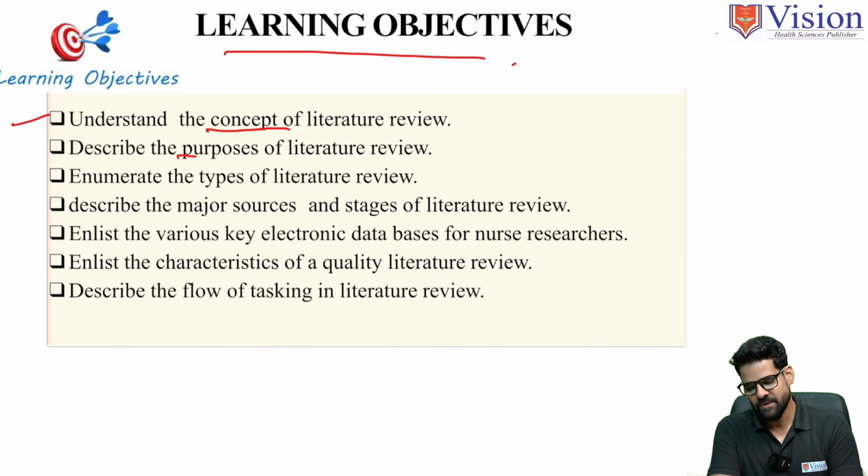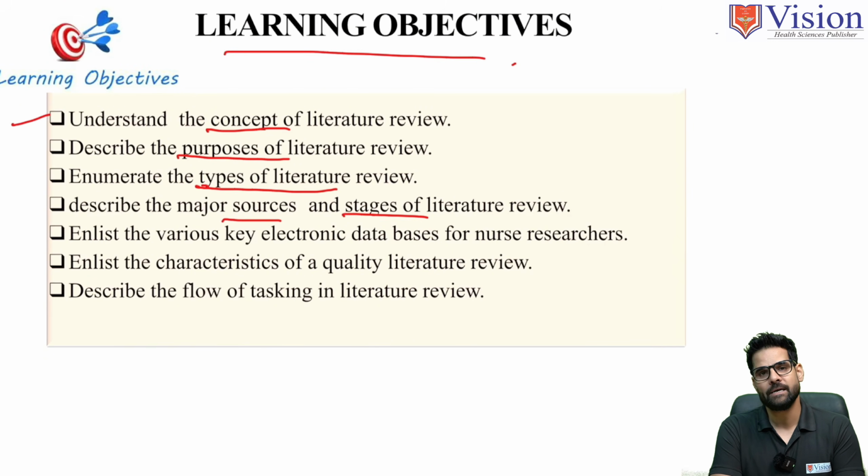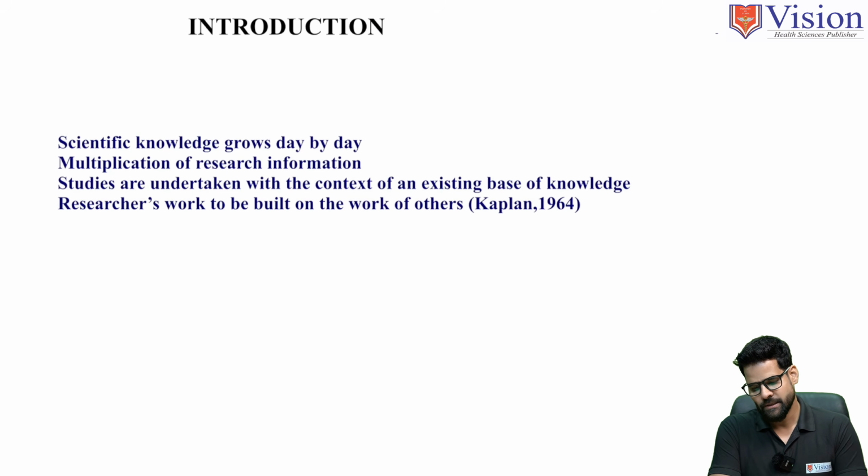Then what are the purposes of literature review? Then we'll talk about the various types of literature review and major sources and various stages while conducting the literature review. We also will try to explore a few important electronic databases, and we'll see what the characteristics and quality of a good literature review are. So these are some of the important things.